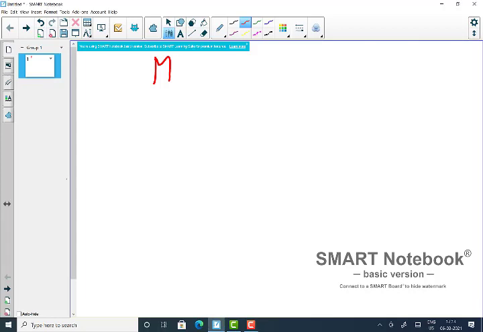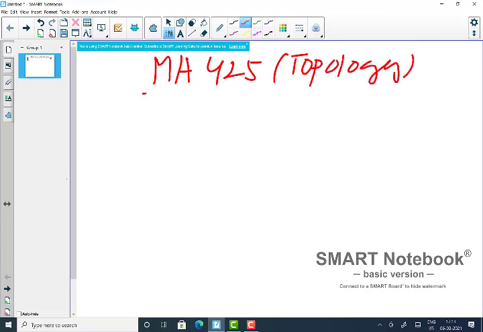So this is MA425 Topology, and today we have lecture number 17.